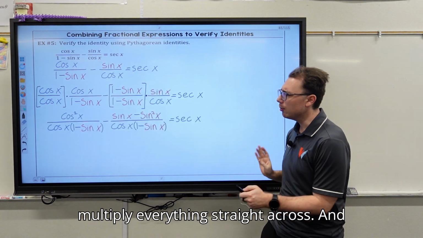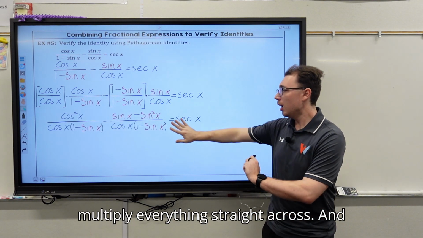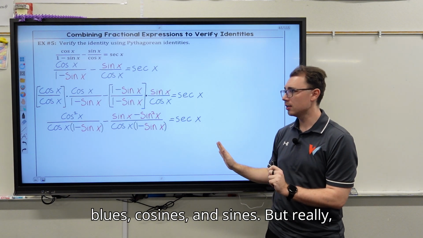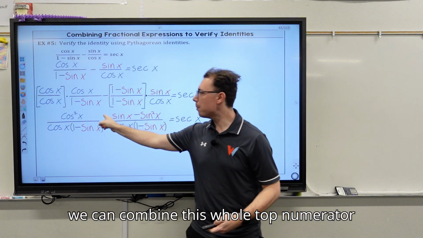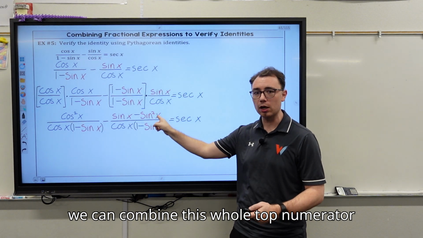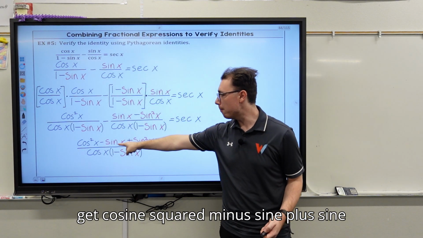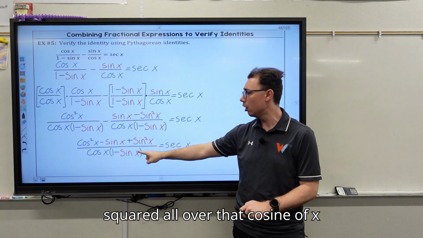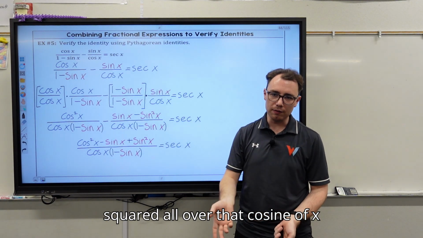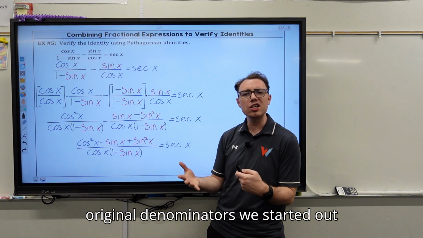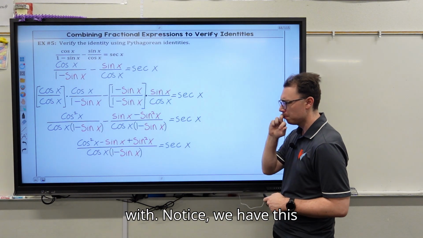We're almost multiplying the opposite term by the other term's denominator over itself. Once we have this here, we multiply everything straight across. And now we have this complicated mess of red, blues, cosines, and sines. But really, we can combine this whole top numerator of both of these fractions together to get cosine squared minus sine plus sine squared, all over that cosine of x times that 1 minus sine of x, those two original denominators we started out with.